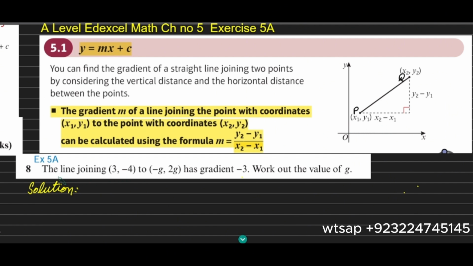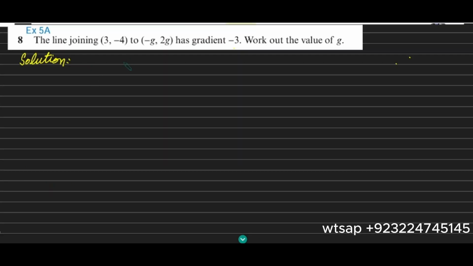Now we solve a question. The line joining (3, -4) to (-g, 2g) has gradient equal to -3. Work out the value of g. Now we solve this. We are given points. Suppose P is x1, y1 and Q is x2, y2. Suppose P is (3, -4) and Q we are given as (-g, 2g).